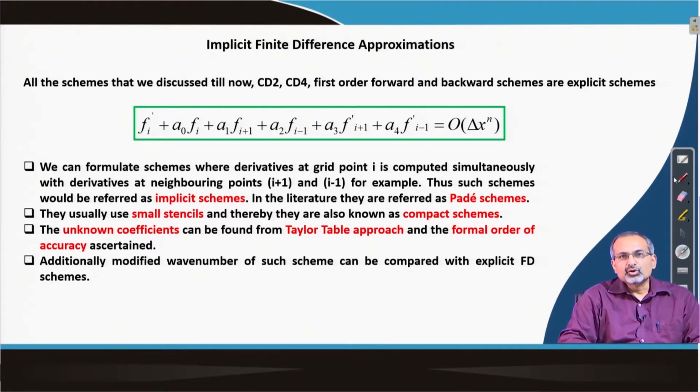So, we would call these implicit schemes, and in the literature they are also referred to as Padé schemes, and they use small stencils to achieve comparable formal accuracies compared to explicit schemes, and therefore, they are often referred to as compact schemes as well in the literature. And we would take up an example and try to see how the formulation works out.